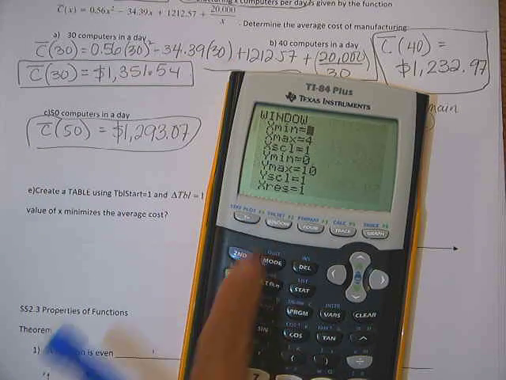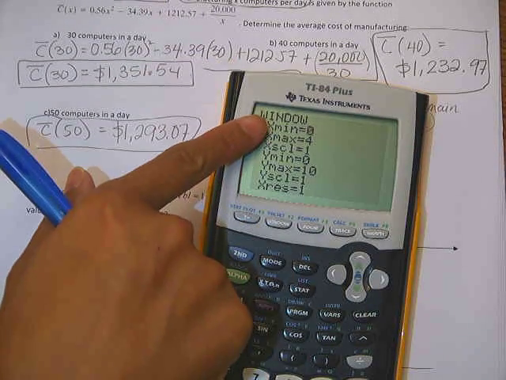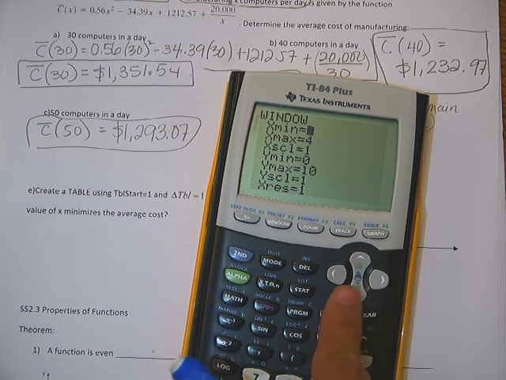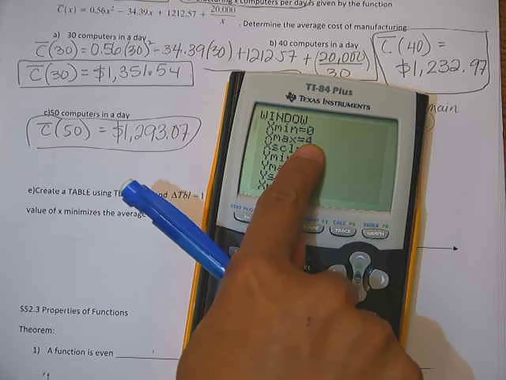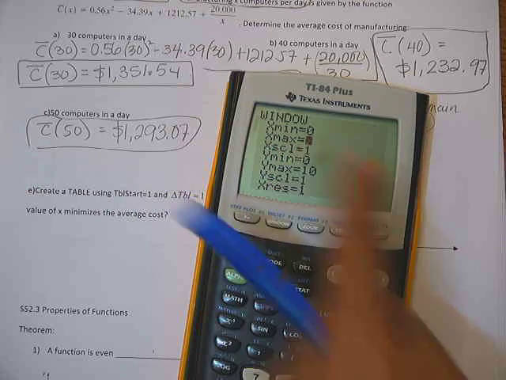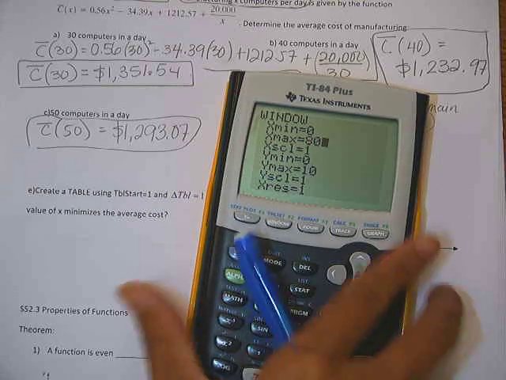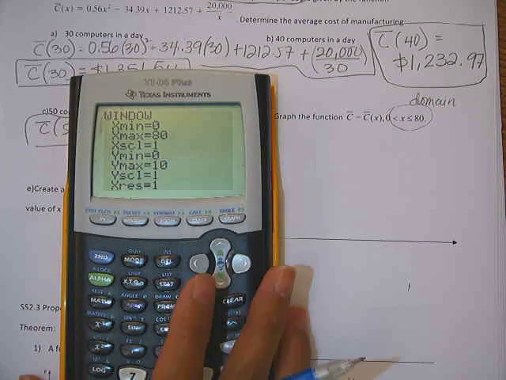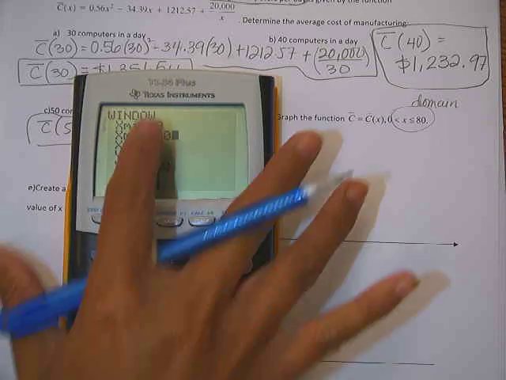Go to the window. Your domain means your x value. I want the smallest x to be 0, so it's already the 0. I want my largest x, which is the number of computers I produce per day, it's 80. Okay. These little things are important. We have to know where it's supposed to go, especially if it was on your calculator. All right, so now I have my x put in.